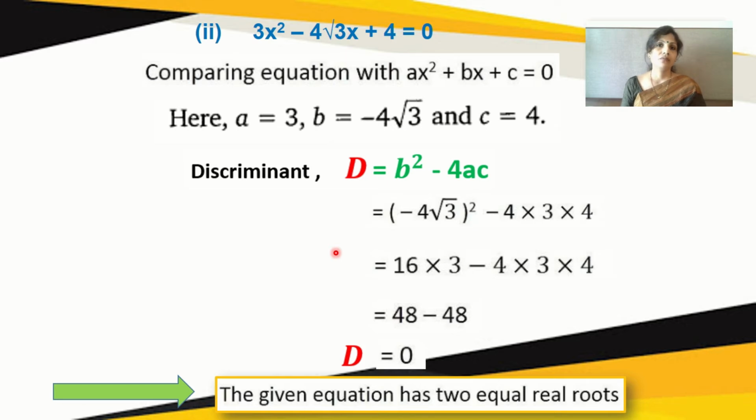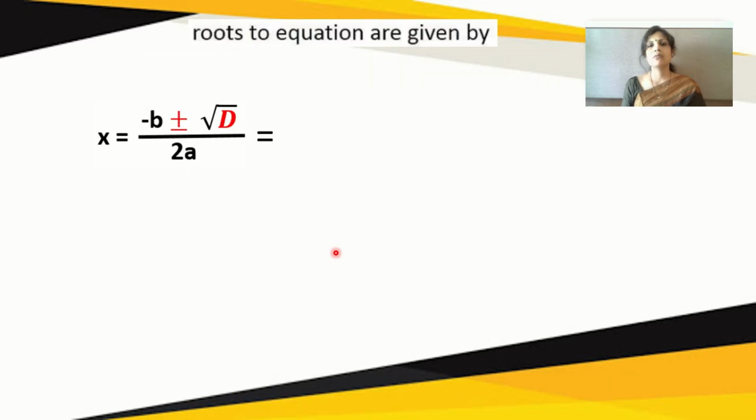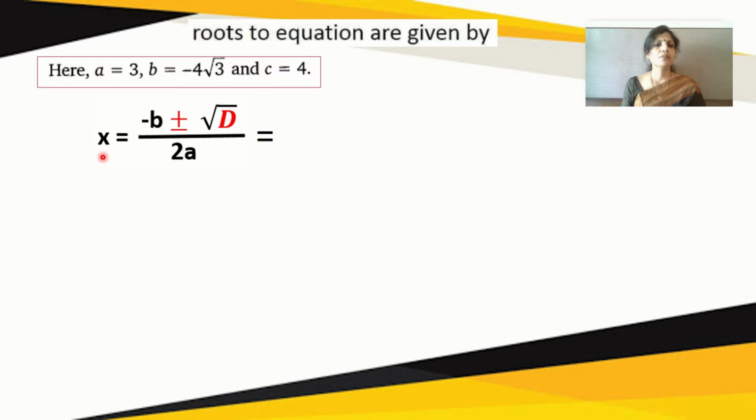But we need to find the roots, and you are all aware that our formula is x is equal to minus b plus minus square root D upon 2a. We have got the values of a, b, c like this, so let us substitute. Minus of minus 4 root 3, plus minus, we got the discriminant as 0, so square root 0 upon 2a. And square root 0 will remain 0, so this will not be considered. Now minus minus will become plus, so we write 4 root 3 upon 6.